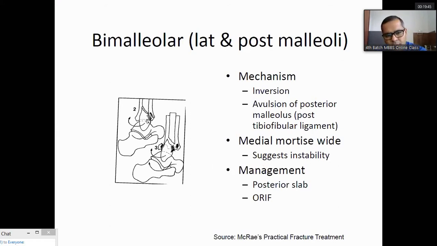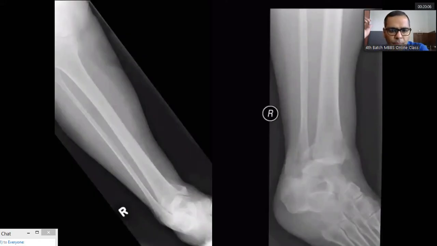Bimalleolar, the injury at the 2 places is highly unstable, so we need to fix it operatively. Medial mortise view, why this suggests instability. So immediately in the emergency, we give a slab, immobilize, and we wait till the swelling subsides, and then we fix it operatively.